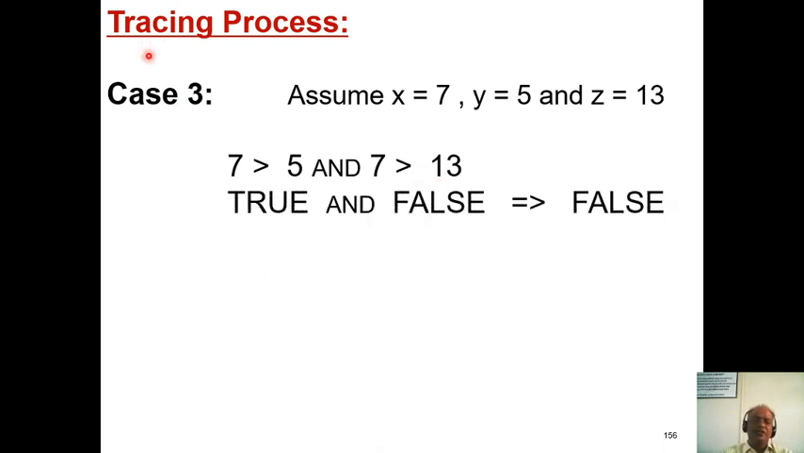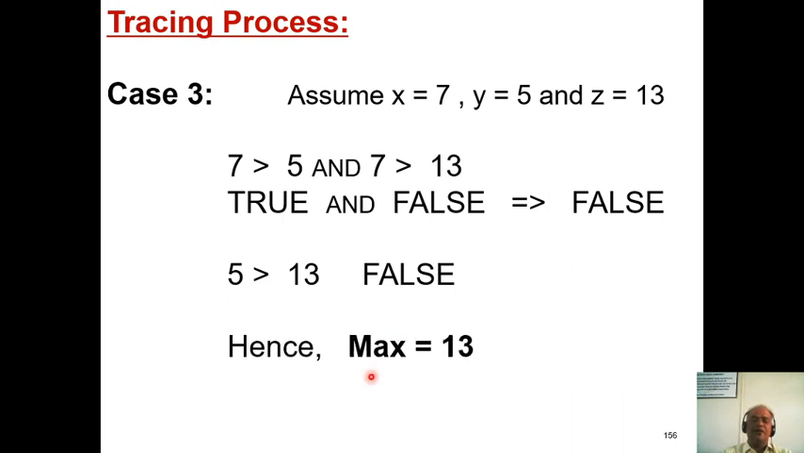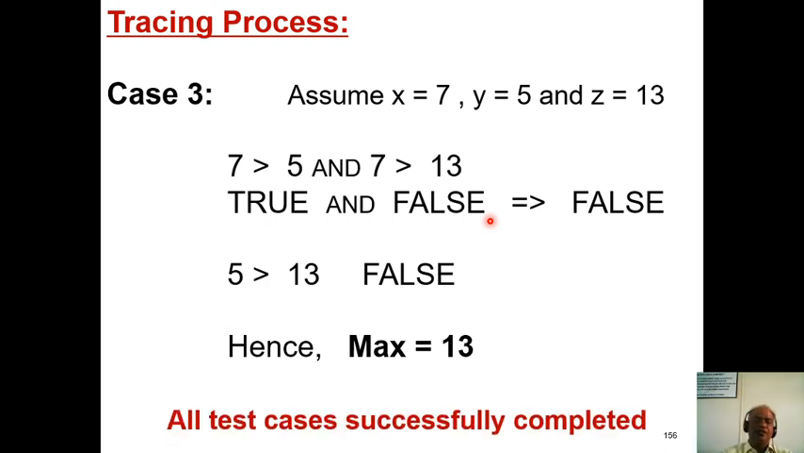So that means this one is true, this one is false, this one is true, this one is false. True and false are false. Again, 5 greater than 13 false. Hence automatically the maximum value is this one. So in this way, all tests are completed and expected outputs are achieved. That means the tracing process is completed. So in this way, you need to simply substitute the values into the algorithm. So all test cases are successfully completed.